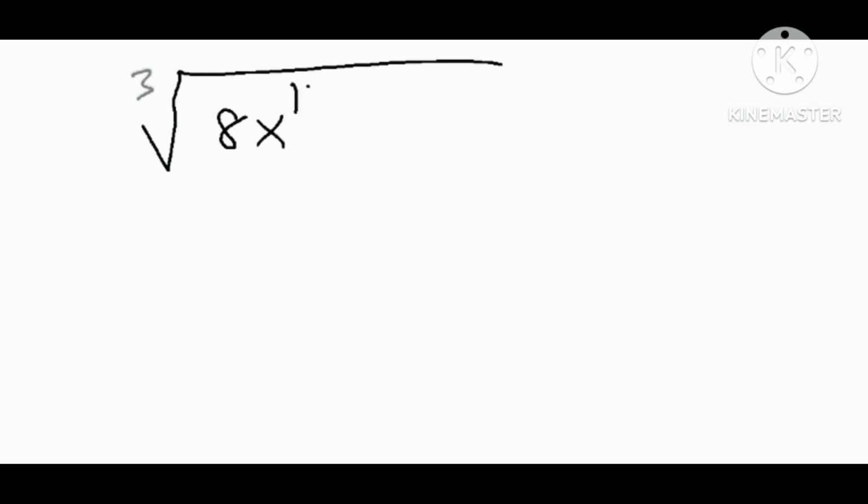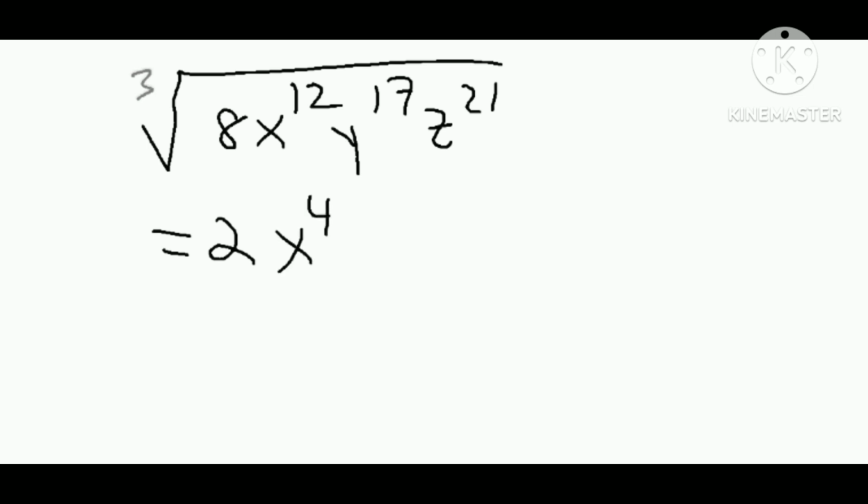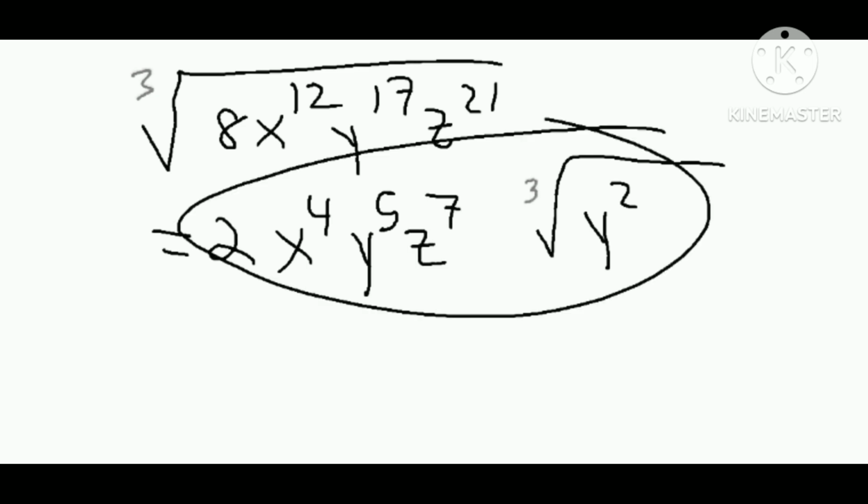Now what about this one? The cube root of 8x to the 12th, y to the 17th, and z to the 21st power. Feel free to pause the video and try this example. So the cube root of 8 is 2. 12 divided by 3, that's 4. 3 goes into 17 5 times. And 17 minus 15 is 2, so we have 2 remaining. And let's keep the y to the 2nd on the outside. 21 divided by 3 is 7, and so that's how you can simplify that example.